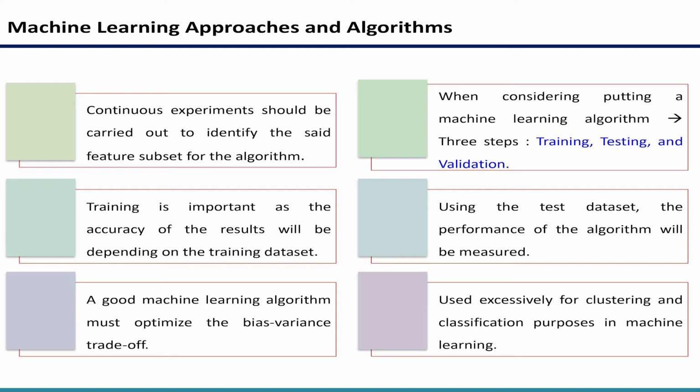So here we talk about the machine learning algorithm working as a 3-step process. First training, second testing, third validation. So let's see one by one, what is training?